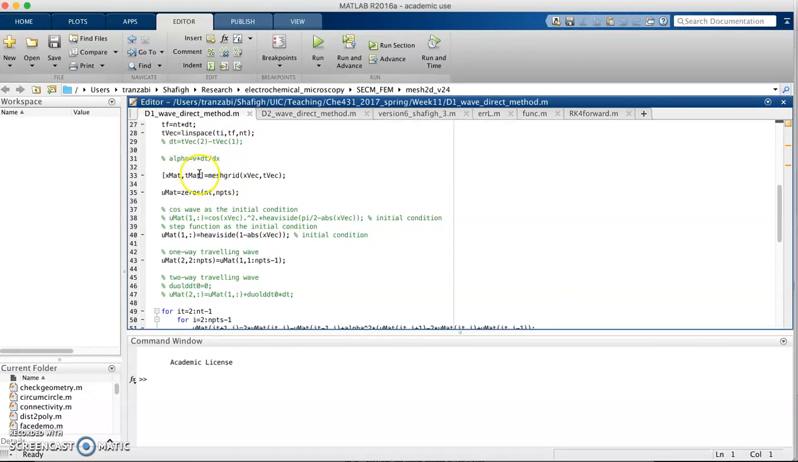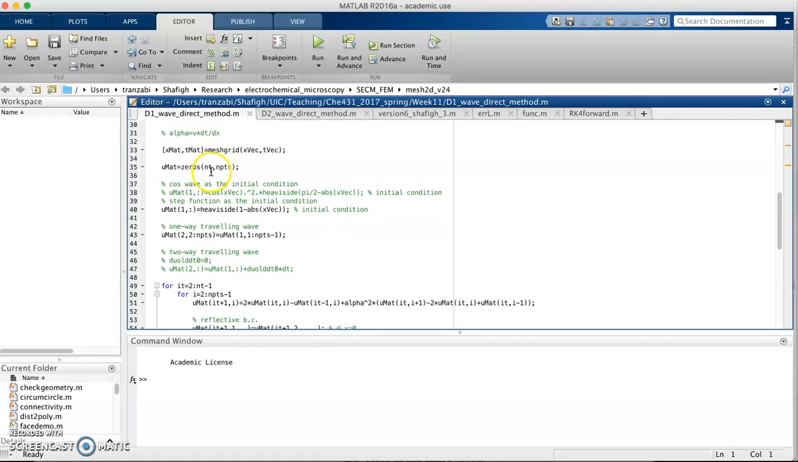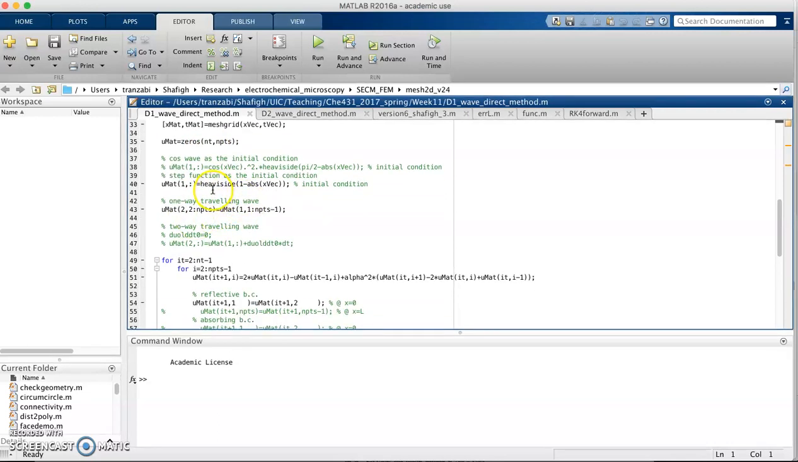Based on the final time and initial time, I can discretize my time axis. I create the time-space grid using meshgrid. I initialize my displacement to 0, and I create the initial wave as the Heaviside function. So let's say we have a Heaviside function or step function. We want to see how it propagates with velocity v.